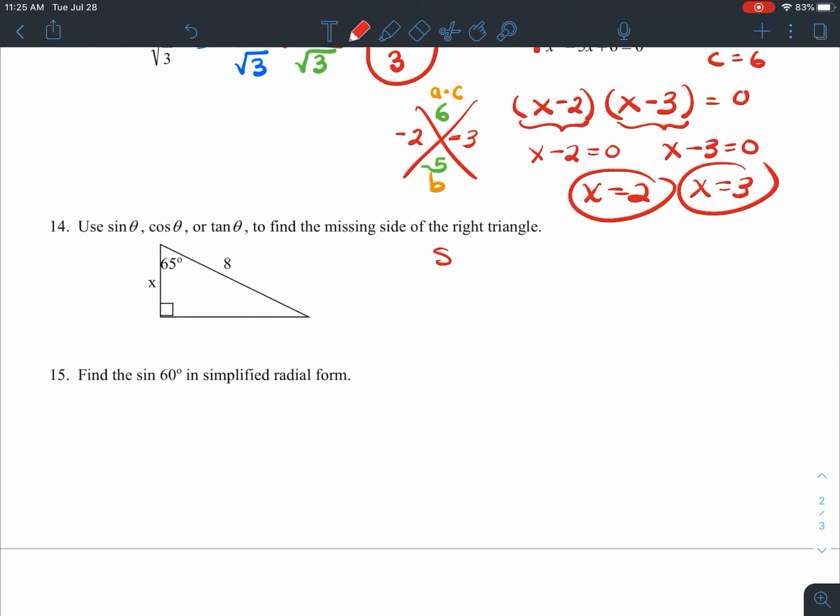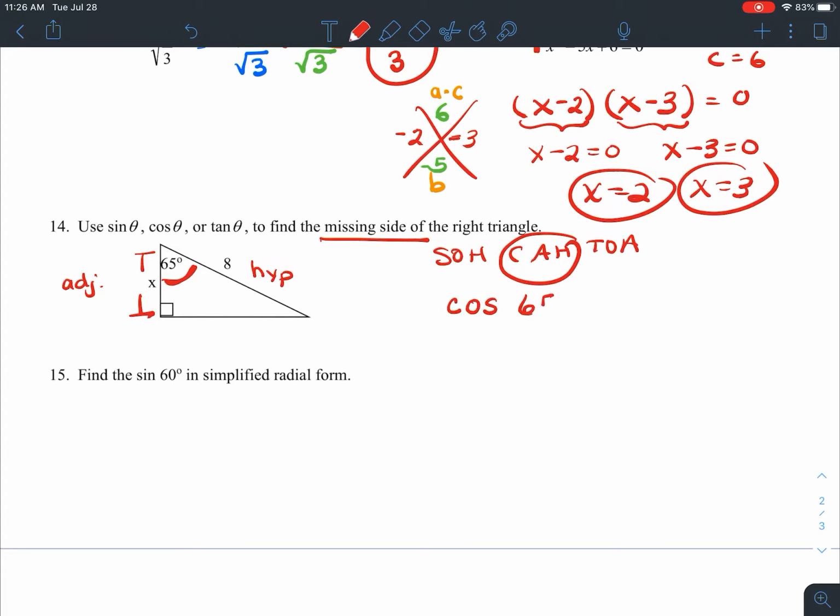All right, these last two are right triangle trig problems here. Okay, sine, cosine, tangent. You probably remember the acronym SOHCAHTOA. Okay, we're going to find the missing side of the triangle. They only want us to find side x. We're going to use the 65-degree angle. The 8 is the hypotenuse. The x would be considered the adjacent leg. That lands us with cosine, since that's adjacent over hypotenuse. So I'm going to set up the fraction cosine 65 degrees equals x over 8.